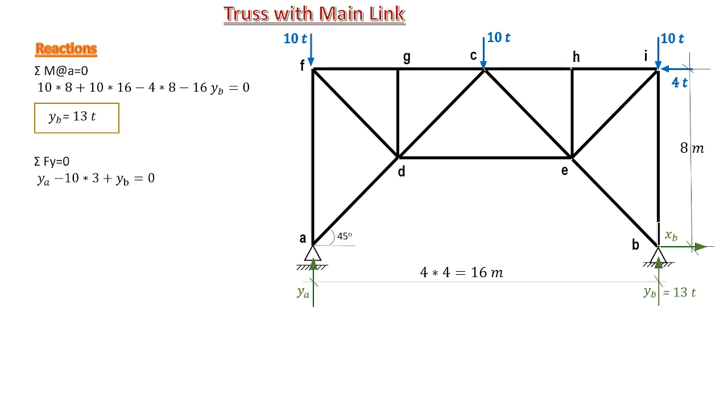Considering equilibrium in the Y direction or in the vertical direction, of course we have 10 blue vertical tons taken just in one shot in our equation, 10 multiplied by 3. We previously computed YB and this gives YA equals 17 tons and we plot it on our diagram. Equilibrium in the X direction equals 0 gives XB equals 4 tons and we plot it here on our diagram.